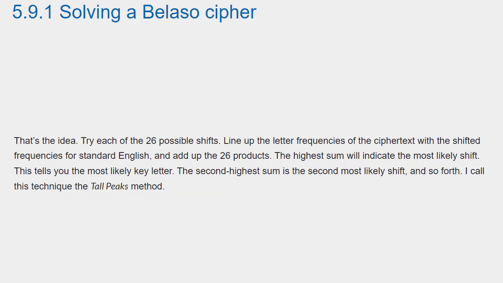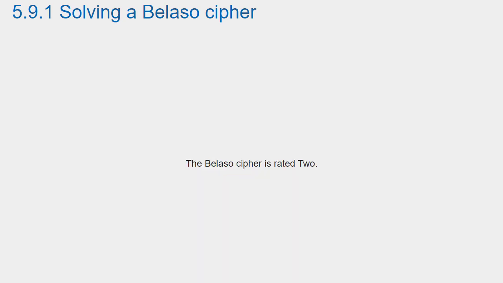That's the idea. Try each of the 26 possible shifts, line up the letter frequencies of the cipher text with the shifted frequencies for standard English, and add up the 26 products. The highest sum will indicate the most likely shift. This tells you the most likely key letter. The second highest sum is the second most likely shift, and so forth. I call this technique the tall peaks method. The Belasso cipher is rated 2.